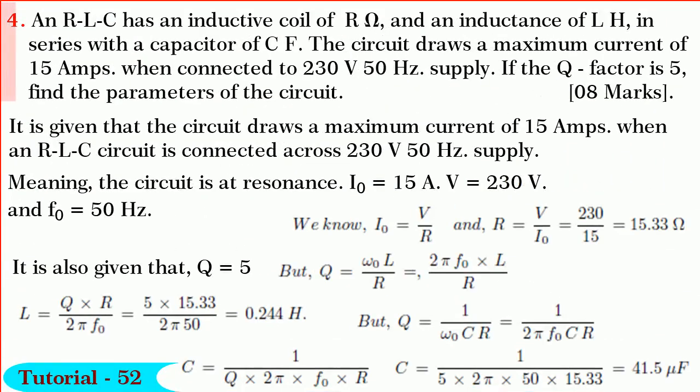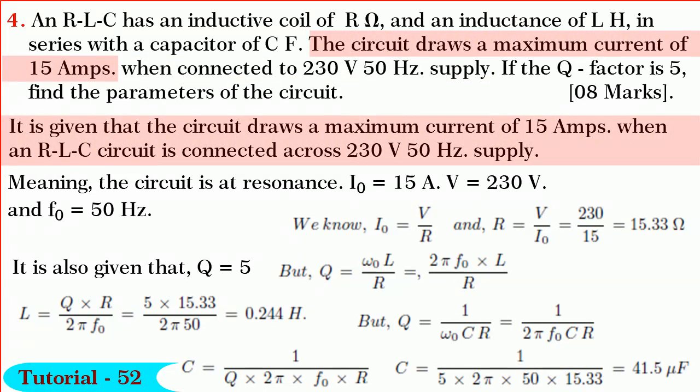Friends, finally, we shall solve another problem on series resonance circuit. In this problem, we are required to find the circuit parameters R, L and C given the applied voltage equal to 230 volts at 50 Hertz, and it is also given that the maximum current is 15 amperes and quality factor Q is equal to 5.